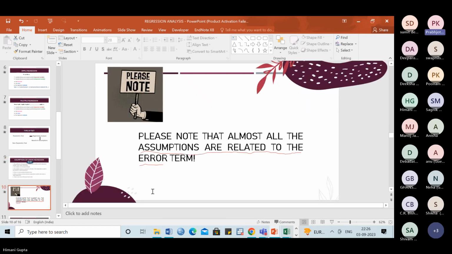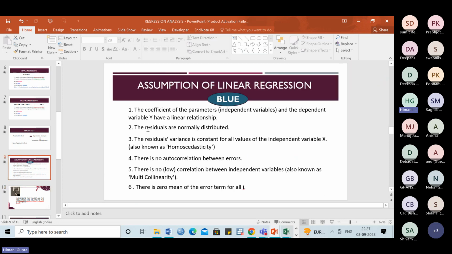Now, if you have observed, almost all your assumptions are related to your error term. If I move back, you will see all are residuals. No autocorrelation between errors. Errors means residuals. Zero mean of error, residuals. That means all my assumptions are related to residuals.